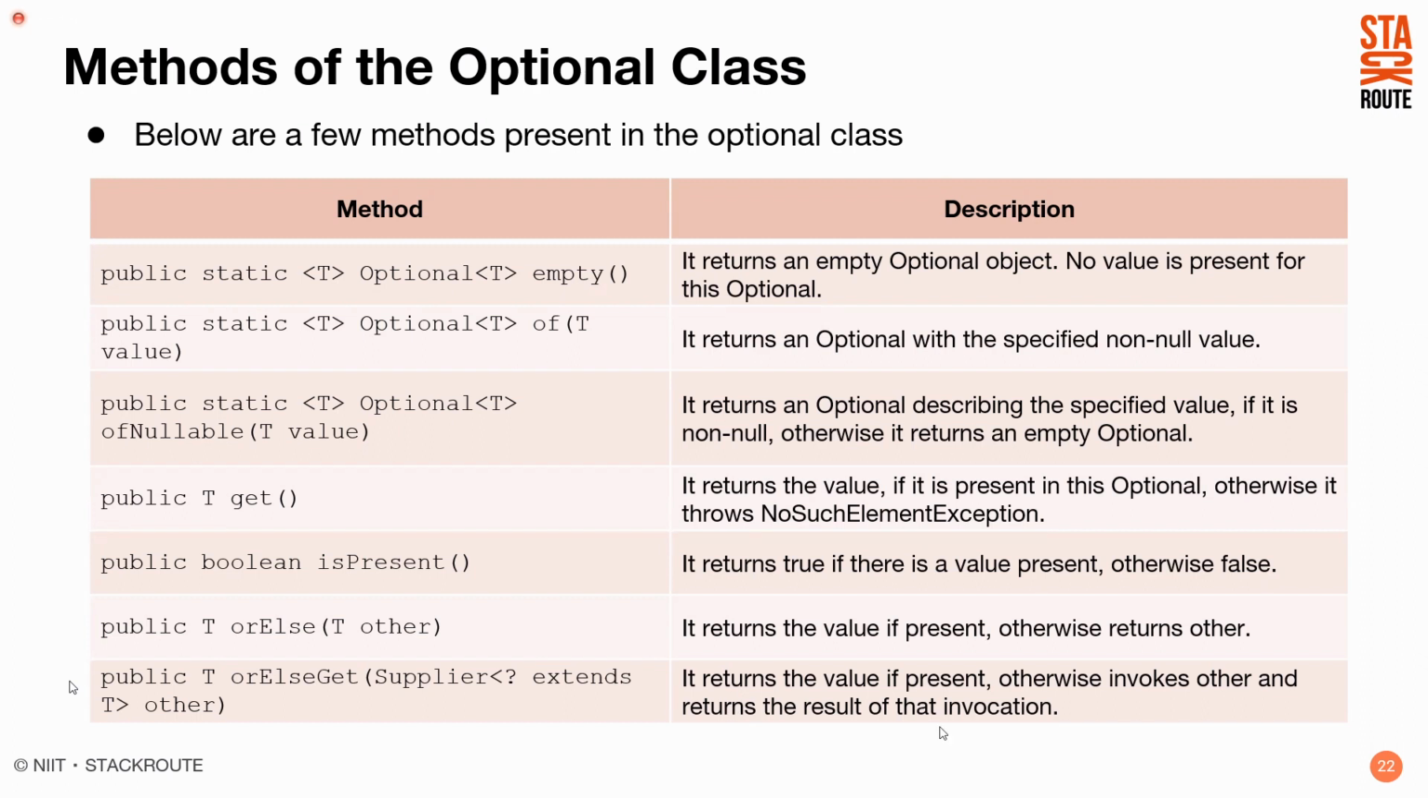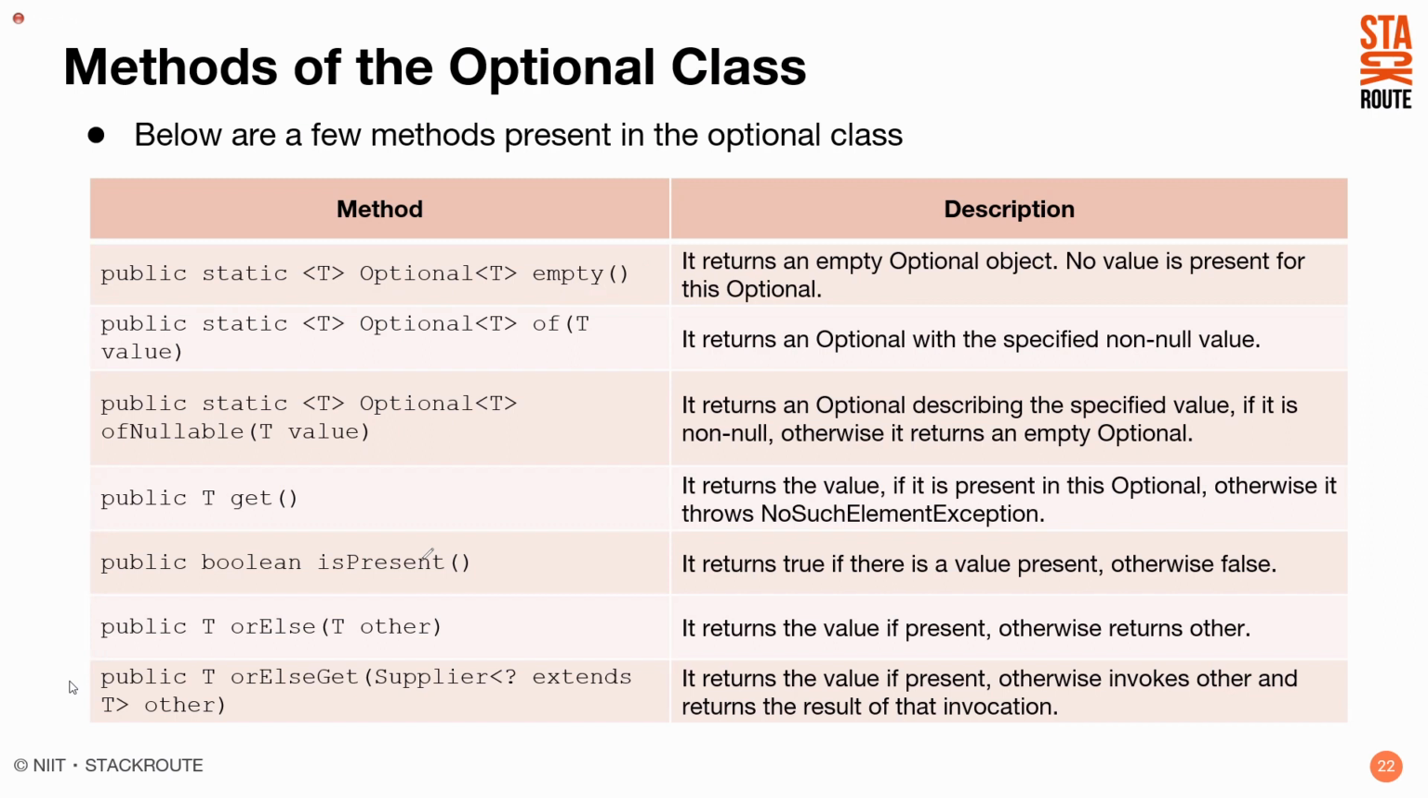Can you see the list? The first method is the empty method. It returns an empty optional object when no value is present. Nothing is present in my stream, it returns empty. So of returns the specified non-null value. So ofNullable returns an optional describing the specified value if it is not null, otherwise it returns an empty optional.